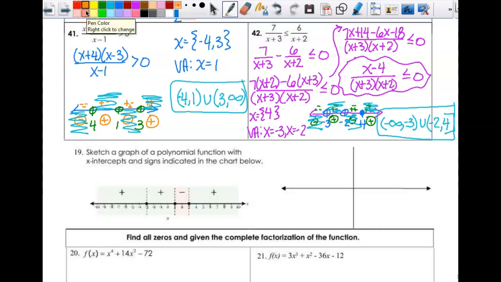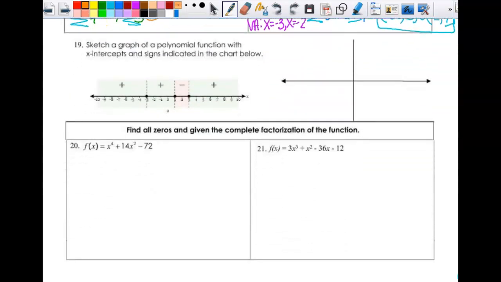Okay, sketching a graph of a polynomial with the sign chart. So really I can do it on the sign chart too. I know this is positive. I hit this, it's positive again, so there has to be a bounce, right? And then it comes down here and it's negative, and then it's positive again. It'll look something like that. So I've just got to get my numbers on here.